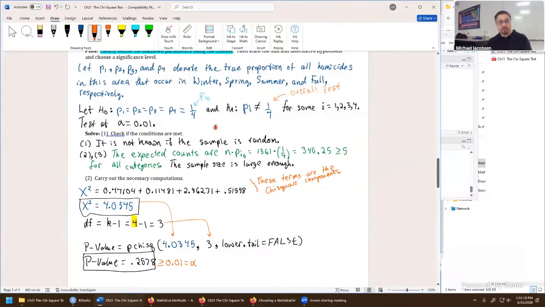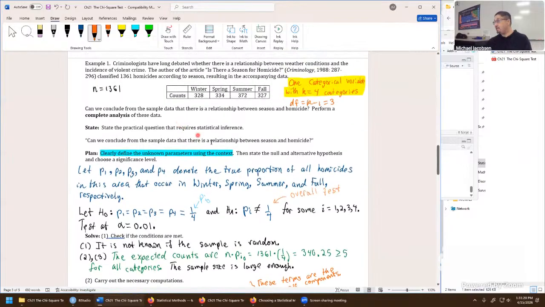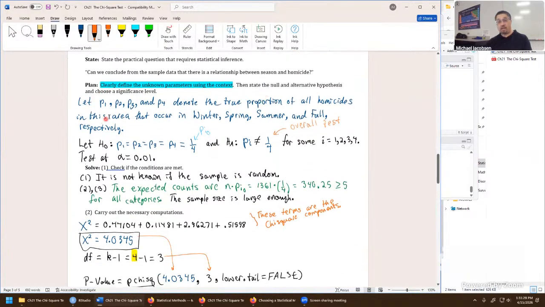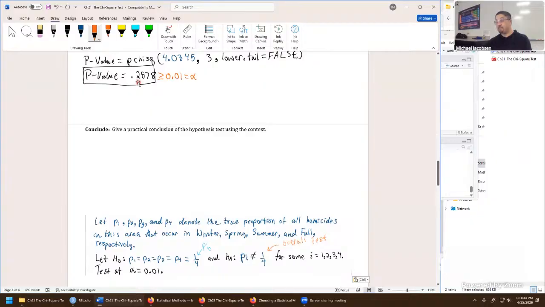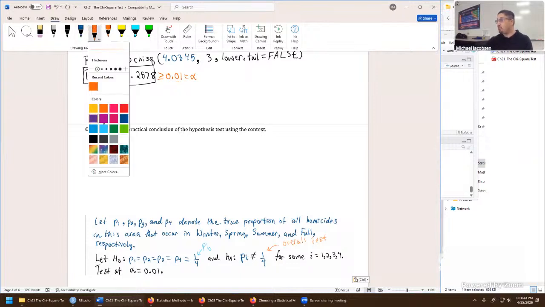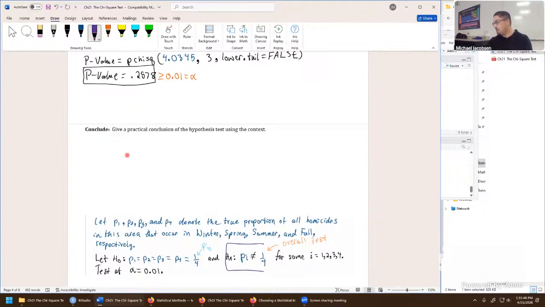Okay, well, the practical question of this problem was, is there some relationship between the seasons and incidence of homicide in this particular region? We said that more precisely when we wrote out our parameters and our null alternative hypothesis. But if your p-value comes out large, by large we mean anything that's equal to or larger than 0.01, then we still go back to this statement right here. But what we say this time is we failed to provide significant statistical evidence that this occurred. Let me actually box out the whole thing.